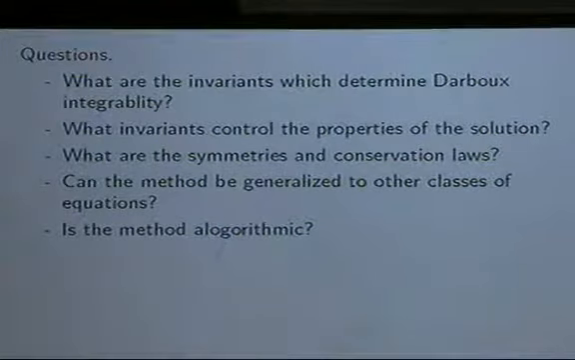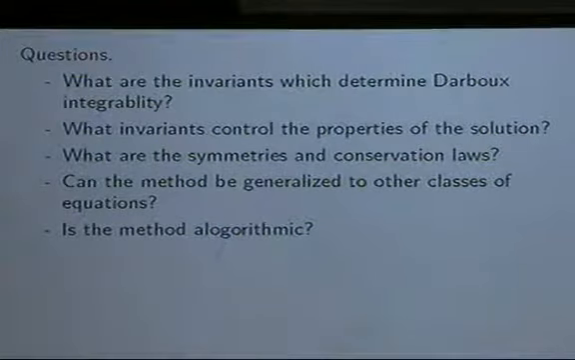Okay, so we're going to have a closed form solution, and we'd like to know a priori some information about what that solution looks like. What do the symmetries and conservation laws look like for these equations which are explicitly integrable? Can this method of Darboux, which was originally created just to study this problem, be extended to other classes of equations, systems of equations, overdetermined equations, equations in many independent variables or many dependent variables?